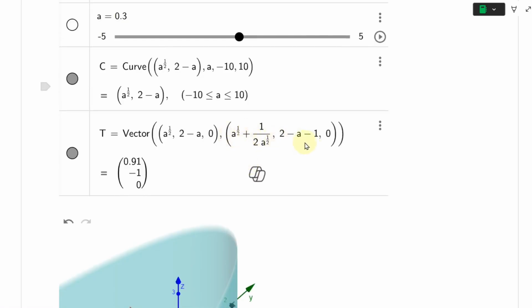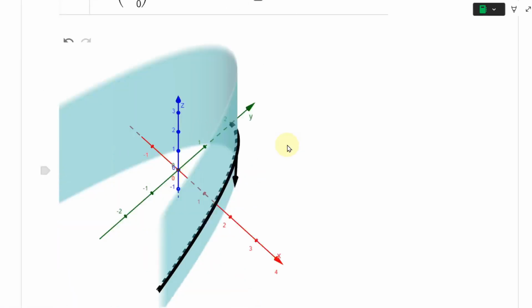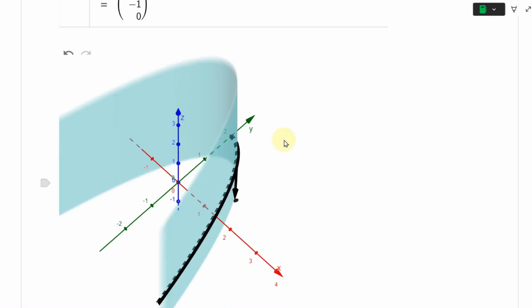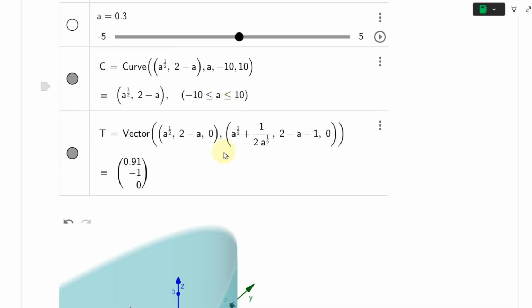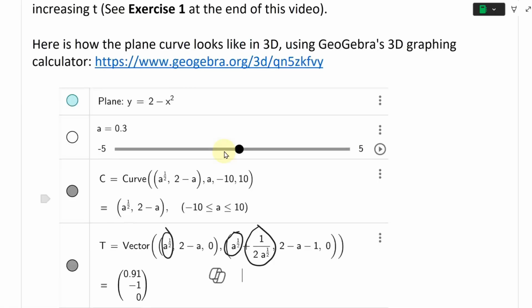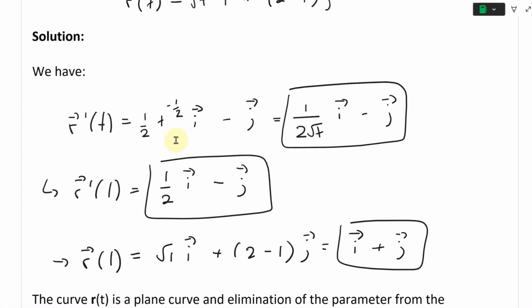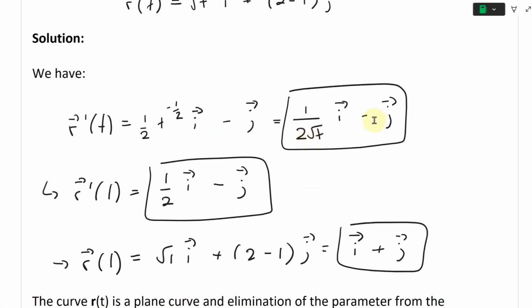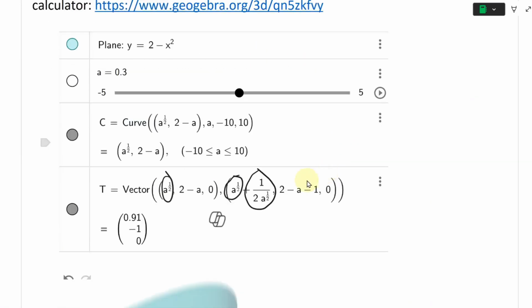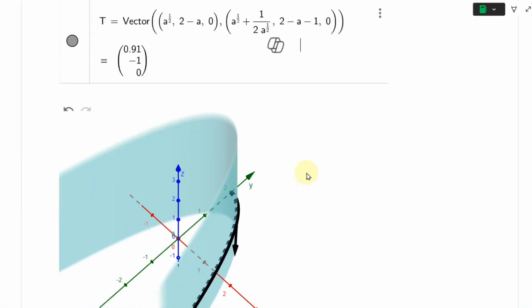The second part here is the end point. I wanted it at the tip of the vector right here. So I have to add this r vector plus the r prime vector, and that's what we have here. So I have a to the 1/2, plus 1 divided by 2 square root a, which is this part right here, the r prime vector. Then 2 minus a, and then minus 1. So I'm adding those as the ending vector, and then you can get that there.